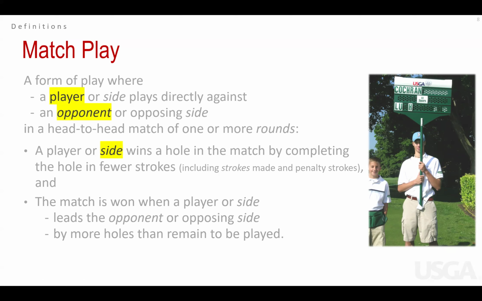A couple of things are highlighted in the definition: player, opponent, and side. Player is always us when we're talking about the rules of golf, the player themselves. The side, if we're playing with a partner, is me and my partner together. And one other key highlighted term you see on the screen is opponent. The term opponent only applies to match play. When we're talking about stroke play, as we'll see in a few other slides, we don't have multiple opponents. We're just playing against an entire field. So when we're talking about opponents, the only form we're talking about is match play.